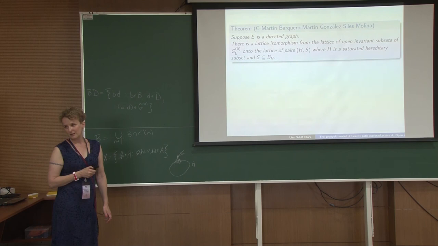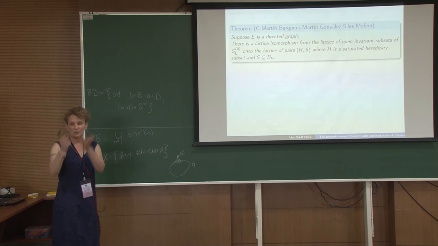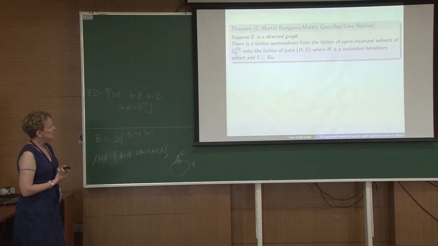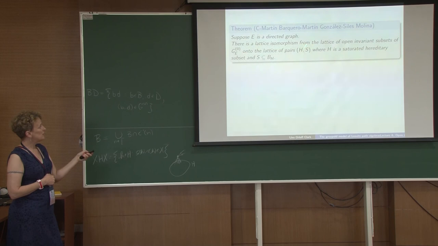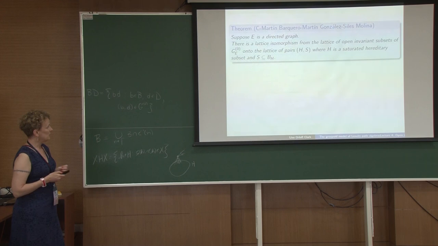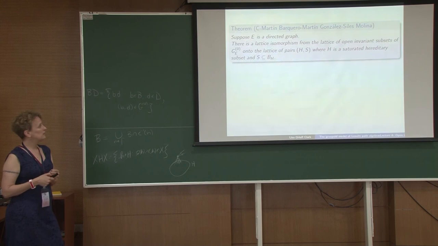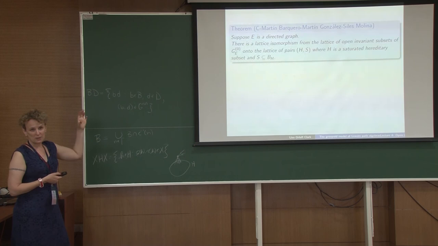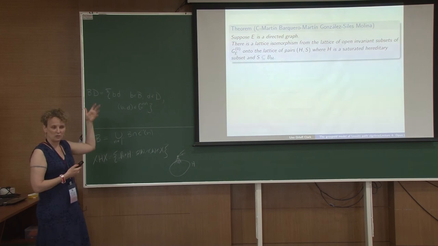So can you deduce these results for the Steinberg algebra? Well, based on this theorem, you could translate through the Steinberg algebra. The theorem says that if you have a directed graph, arbitrary, not necessarily finite, you do get a lattice isomorphism from the lattice of open invariant subsets of the unit space onto the lattice of pairs (H, S), where H is a saturated hereditary subset and S is a subset of the breaking vertices. And the key, why I think this helps, although the lattice structure on the graph side is ugly in my opinion, the lattice on the groupoid side is still the standard lattice structure. It's just subset, union, and intersection. So it's easier to work with open invariant subsets once you get the isomorphism.